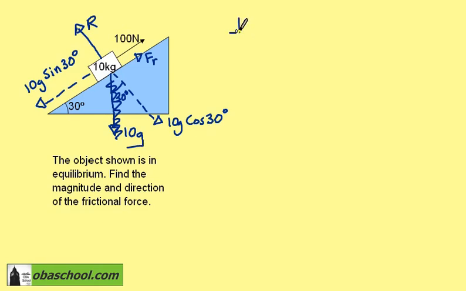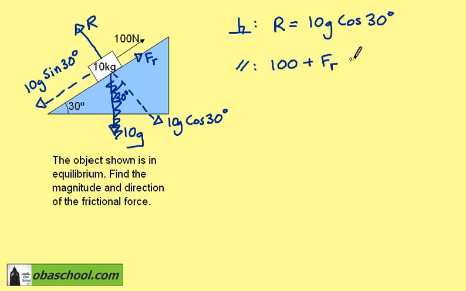We can look at the perpendicular components, although they aren't especially important to us in this question. And we must have that R is equal to 10g cos 30, since the object is in equilibrium. Looking parallel, we must have 100 plus Fr, the forces acting up the slope, equal to 10g sin 30, the force acting down the slope.